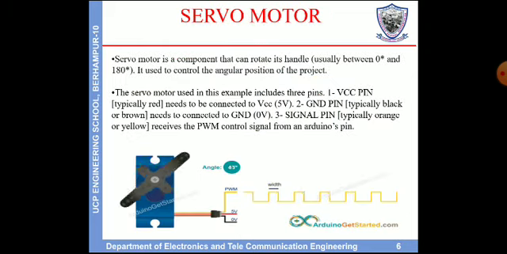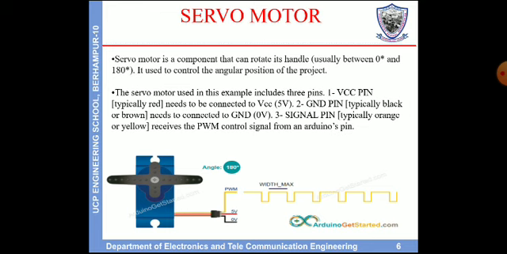Now the servo motor. It is generally a positional type servo motor. A servo motor is a component that can rotate its handle or shaft, so the solar panel rotates along with it. It contains 3 pins. The first one is the ground pin, brown color, then the 5 volt DC VCC pin, and another pin which is called the signal pin or PWM pin.